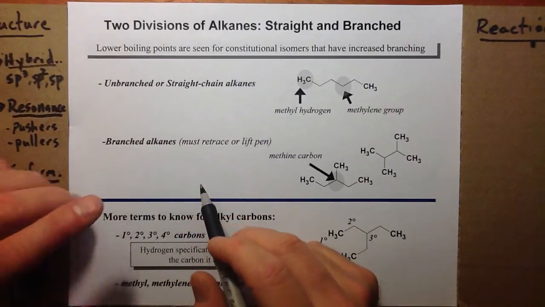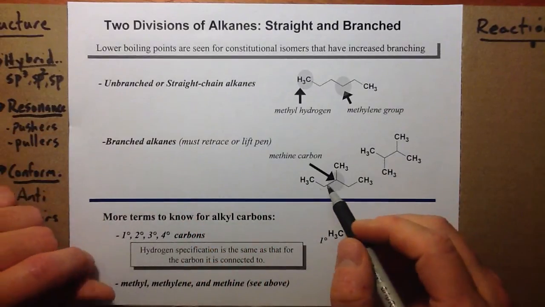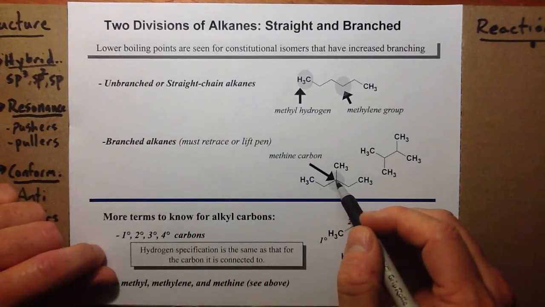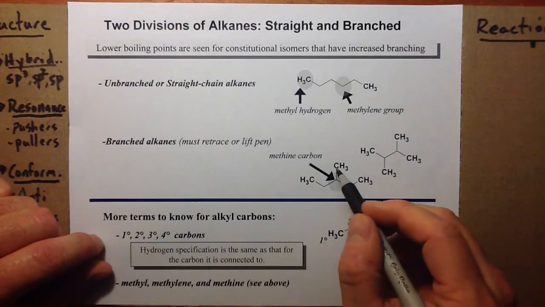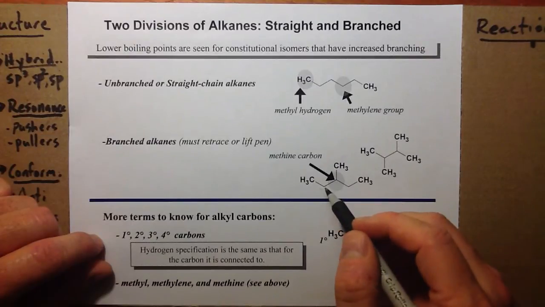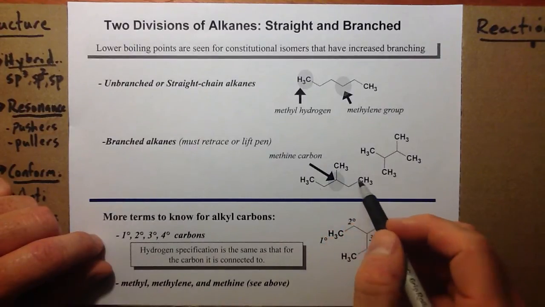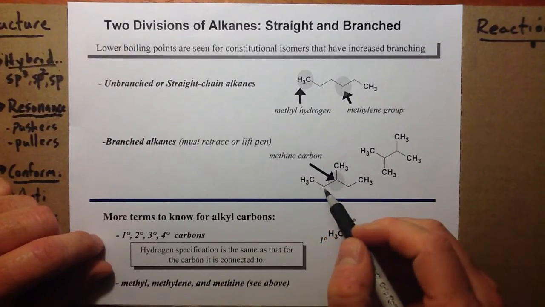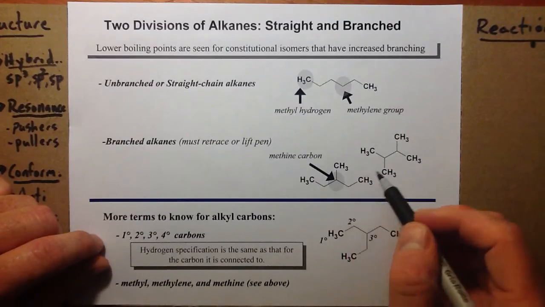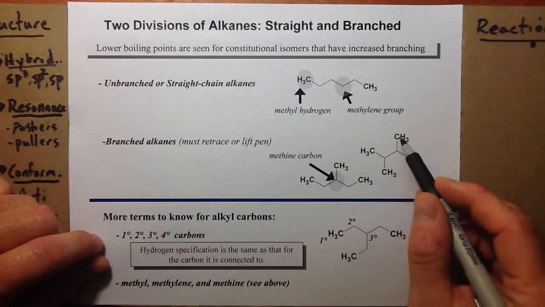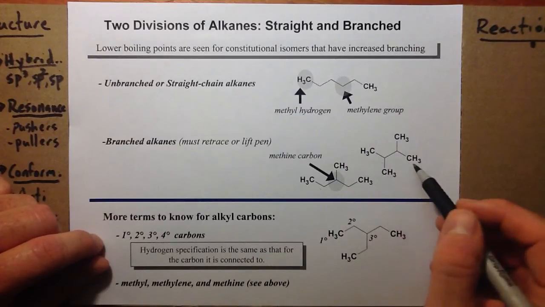In branched alkanes, we're going to have a different name associated with the carbon at the branching point. This is called a methine carbon. Methine carbons have another hydrogen that's not shown, but it has 3 carbons off of it. So we have 3 methyls, 2 methylene carbons, and 1 methine carbon. Here we would have 2 methine carbons and 4 methyl carbons.